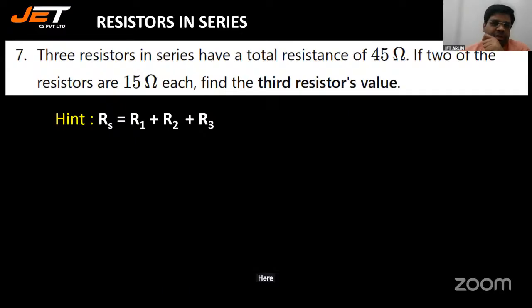Here is the next question. Three resistors in series have a total resistance of 45 ohms. If two of the resistors are 15 ohms each, find the third resistor's value. Pretty simple. Three resistors in series have a total resistance of 45 ohms. If two of the resistors are 15 ohms each, find the third resistor's value.